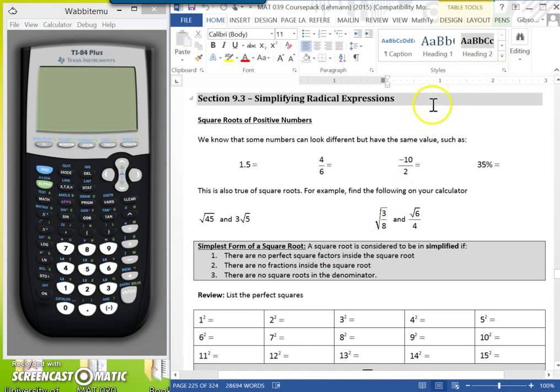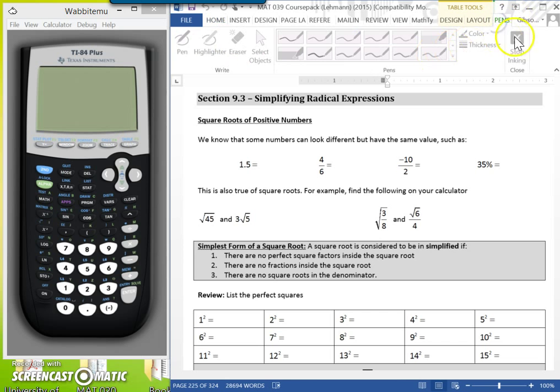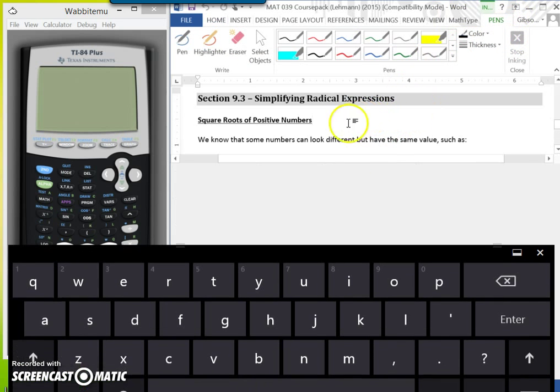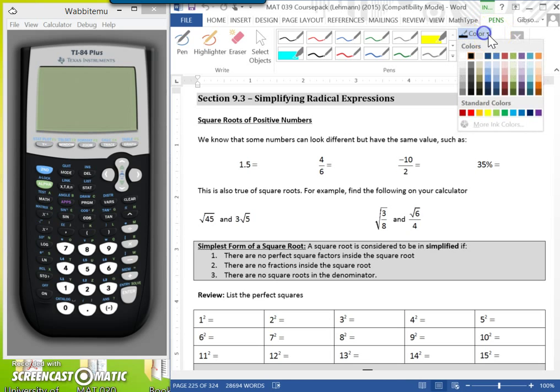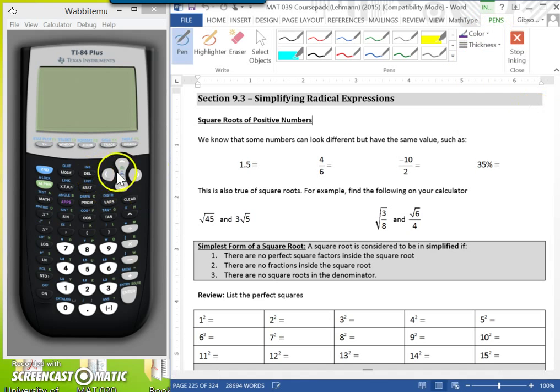Hello class, we're about to start section 9.3, simplifying radical expressions. Now, what we're going to do here is we want to do the square roots of positive numbers. So let's pick a quick color here. I know some of you like that purple color, so we will go with purple.